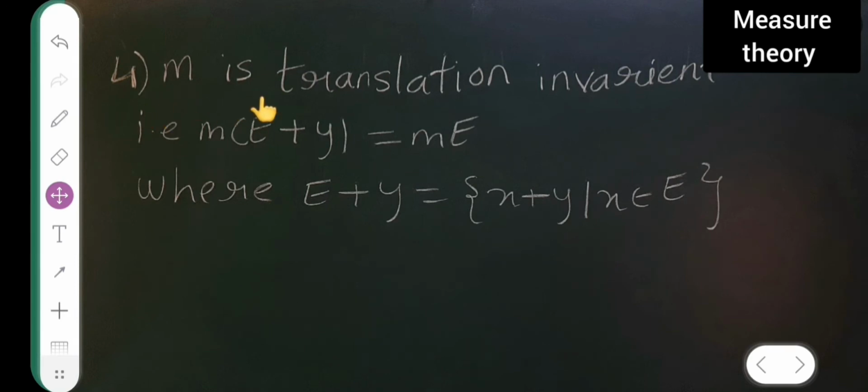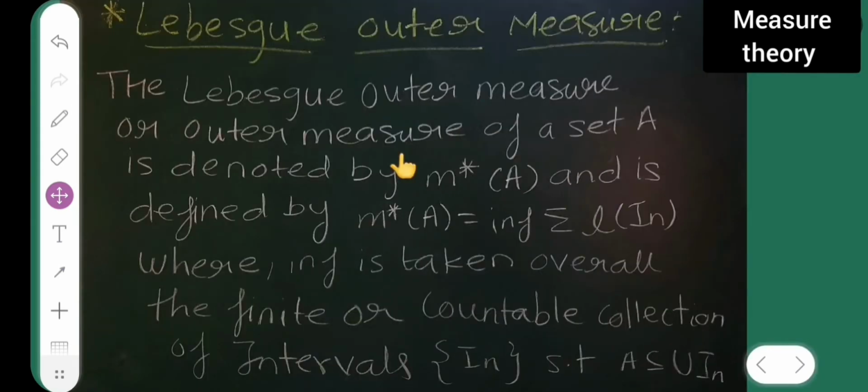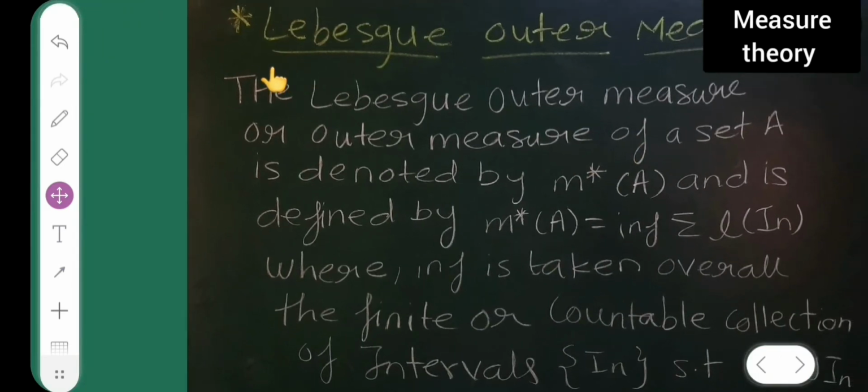M is translation invariant, that is M of E plus y is equal to M of E, where E plus y is the set of x plus y where x belongs to E. This is the fourth condition, and all these four conditions should be satisfied. Now, Lebesgue outer measure.